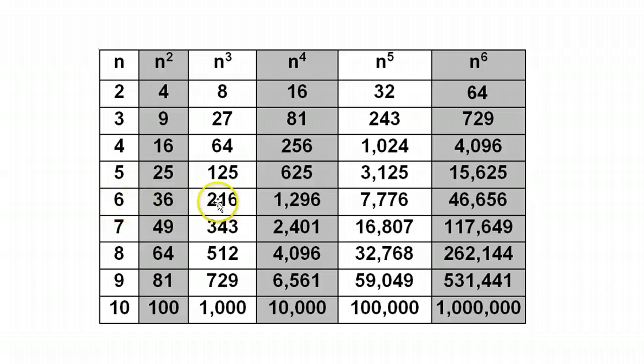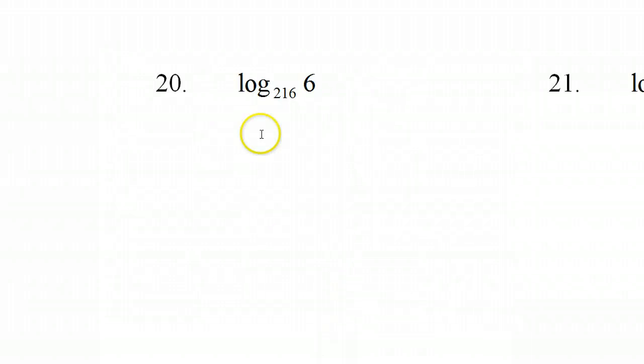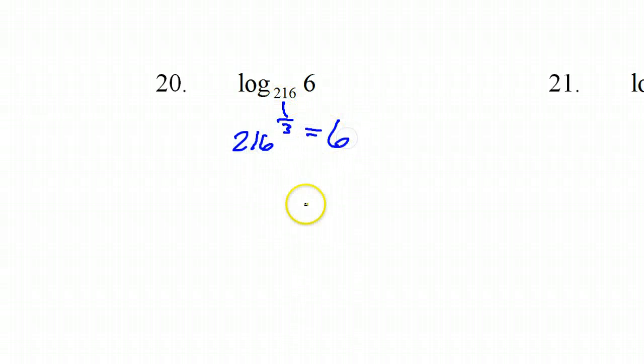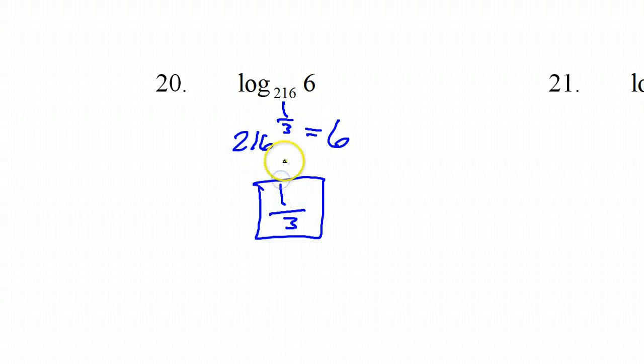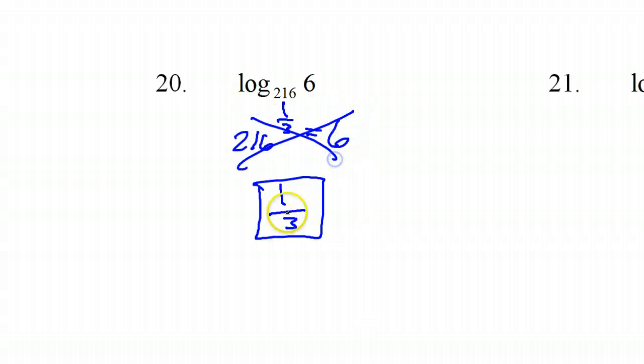Okay, so there's my 216. So the cube root of 216 would be 6. In other words, if I were to do 216 to the 1/3 power, that's the same thing as cube root, that would give me 6. So the answer is 1/3. Do not give me this whole thing, just give me the 1/3.